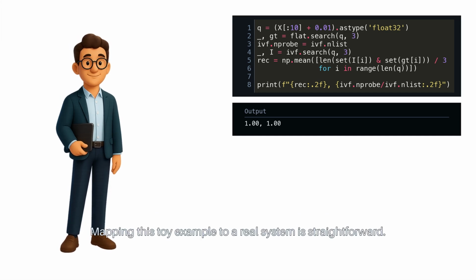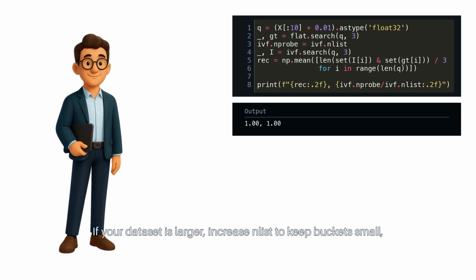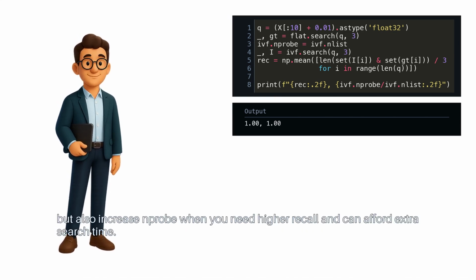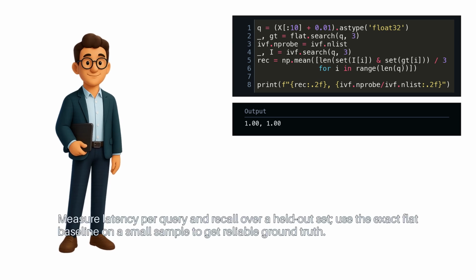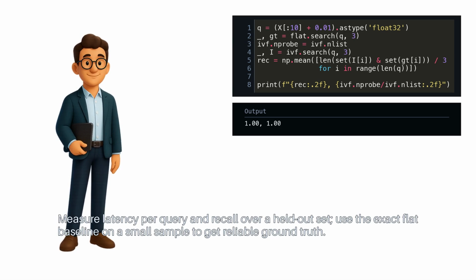Mapping this toy example to a real system is straightforward. If your dataset is larger, increase nlist to keep buckets small, but also increase nprobe when you need higher recall and can afford extra search time. Measure latency per query and recall over a held-out set. Use the exact flat baseline on a small sample to get reliable ground truth.